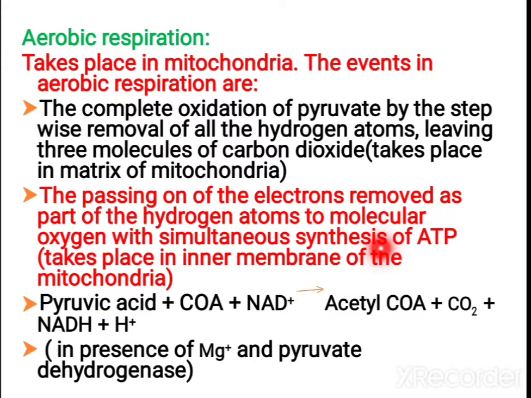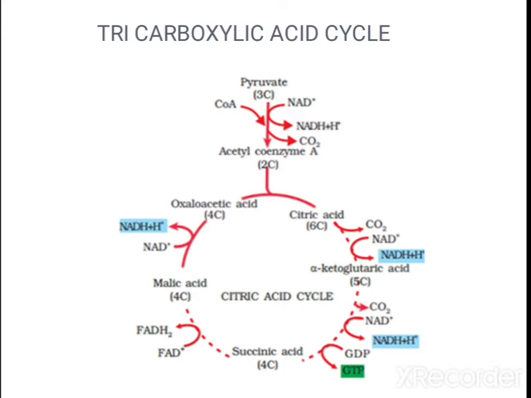So in the first step, we are going to study the Krebs cycle. In the first step, pyruvic acid, along with coenzyme A and NAD plus, is converted into acetyl coenzyme A, and the acetyl coenzyme A enters the Krebs cycle. Here one molecule of carbon dioxide and NADH are also produced. It occurs in the presence of the enzyme pyruvate dehydrogenase, and Mg2+ is also needed. So these are the steps in the tricarboxylic acid cycle or Krebs cycle.